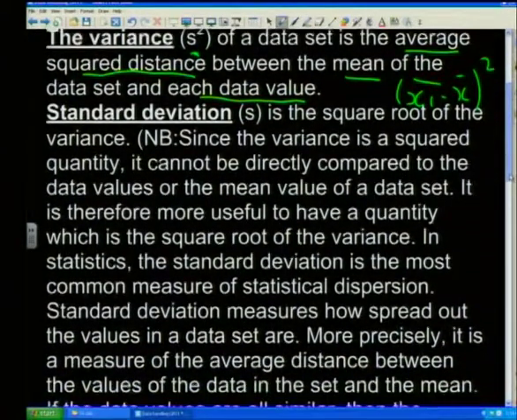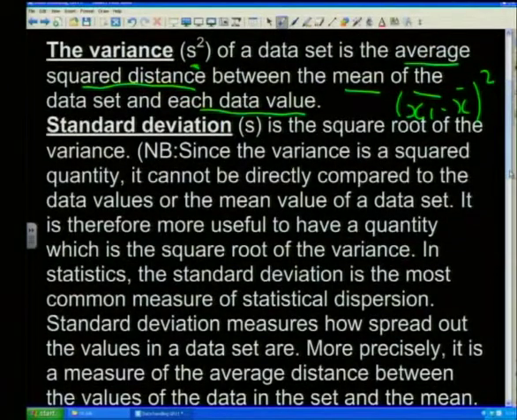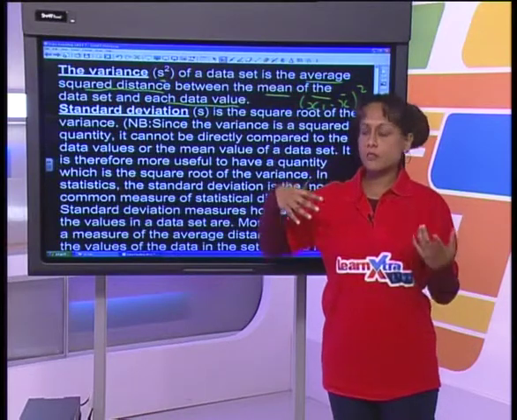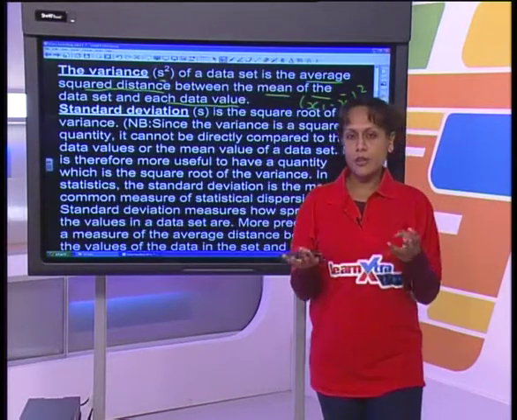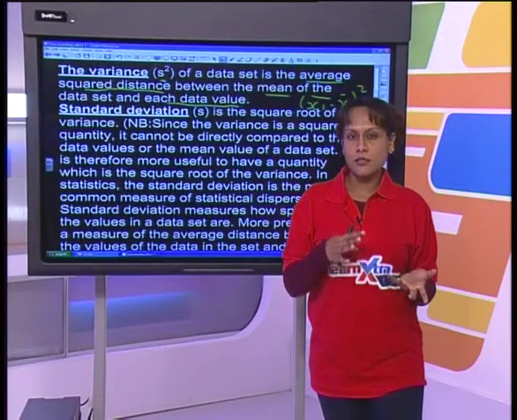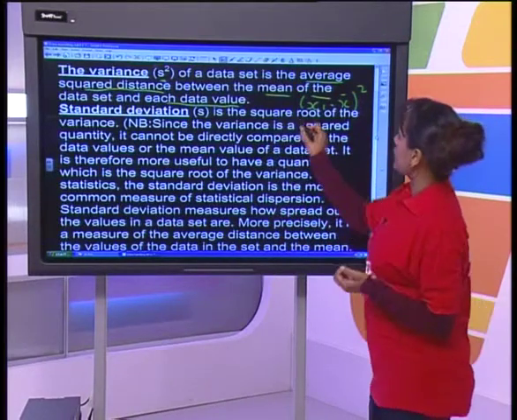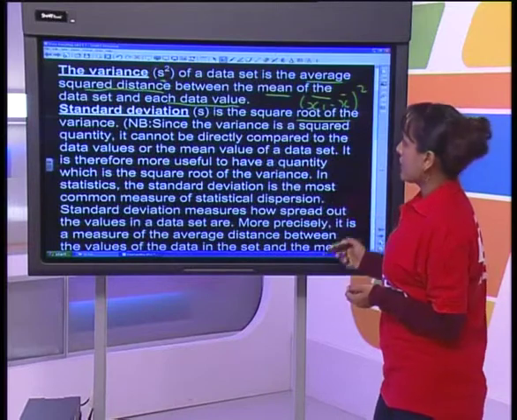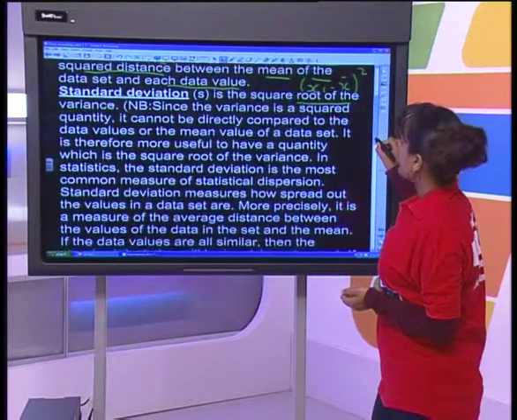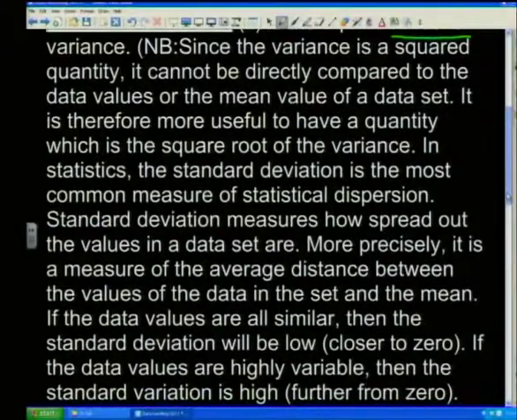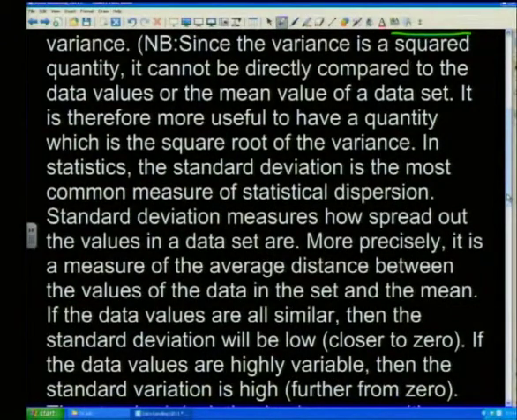Standard deviation is really what we're interested in, because when you look at variance, which is S squared, you can't really compare it to what you are using in your data set. So for example, if you're dealing in centimeters, variance is going to be in centimeters squared. So how do you compare centimeters squared to centimeters? You can't. We need to take the square root of that, and that's what we call standard deviation. Standard deviation is the square root of the variance. So as I was saying before, since the variance is a squared quantity, we cannot directly compare it, and therefore we need to take the square root. So what is the standard deviation? It is the mean value of a data set.